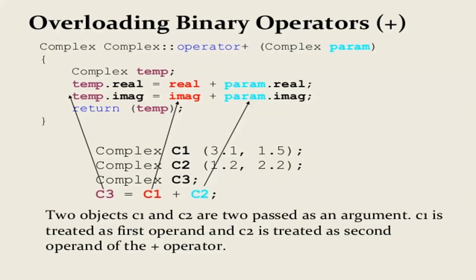If this is the case, children, C1 and C2 are two objects. C1 is taking the responsibility of calling the function, invoking the function, okay, and C2 takes the responsibility of accessing the data in the function. ठीक है, तो जो ये हमारी statement है C3 is equal to C1 plus C2, it is actually C3 is equal to C1 dot operator plus, brackets में C2.